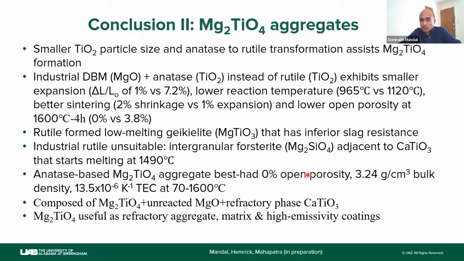It has 0% porosity, 3.24 density, and 13.5 expansion coefficient. It is composed of magnesium titanate, the orthotitanate candylite phase, plus some unreacted magnesia and some refractory phase calcium titanate. And this magnesium orthotitanate, or candylite, can be used as a refractory aggregate, as a matrix, as well as high emissivity coatings.